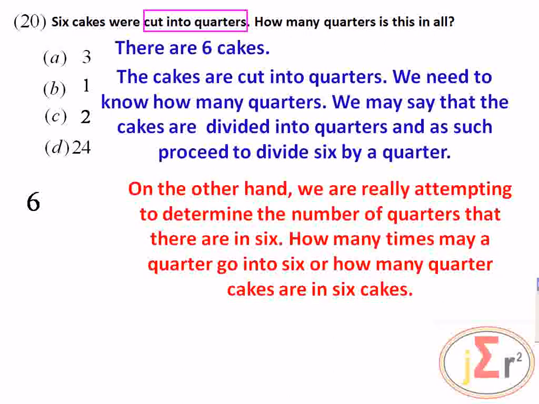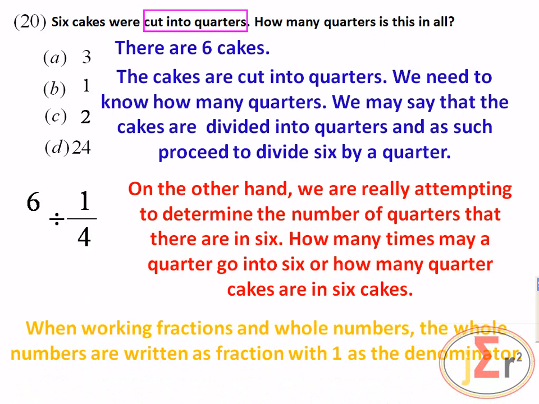So how many times may a quarter go into 6? Or how many quarter cakes are in 6 cakes? We do that by dividing 6 by a quarter. When working with fractions and whole numbers, the whole numbers are written as fractions with 1 as the denominator. So this whole number may be written as a fraction because we are manipulating fractions, and it may be written as a fraction with 1 as the denominator.